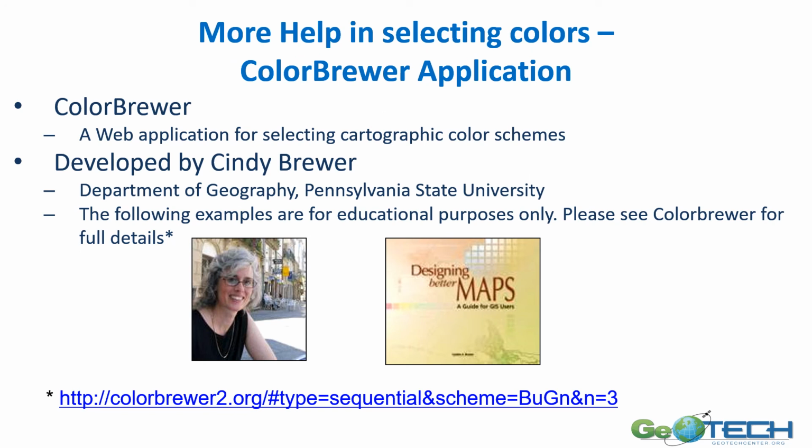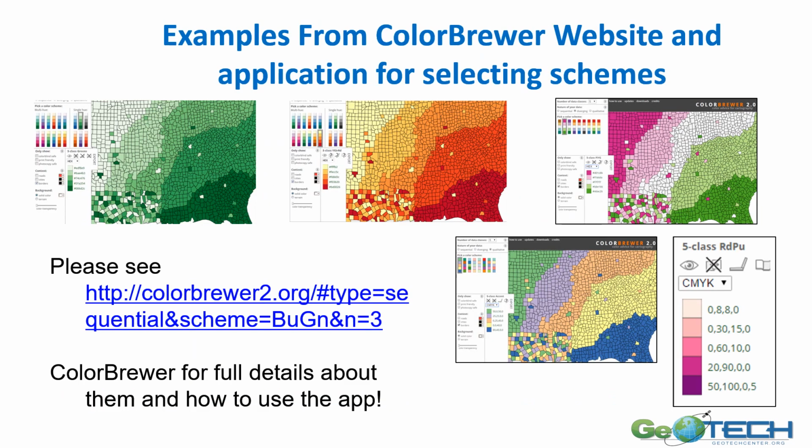If you need more help in selecting colors, I suggest taking a look at the ColorBrewer application. ColorBrewer was developed by Cindy Brewer from Penn State University, and she has many examples, and there are books that she's also authored. For details on the ColorBrewer app, take a look at this link. Here are some examples from that ColorBrewer website and application, looking at different color schemes, different uses of maps, good and bad, and really looking at how you should be colorizing your maps.